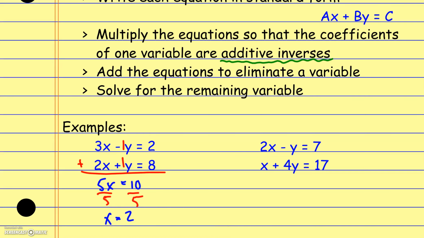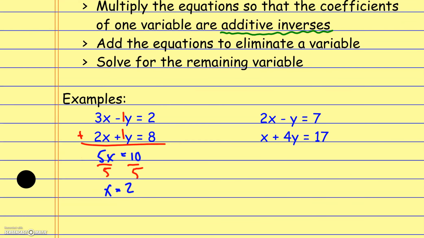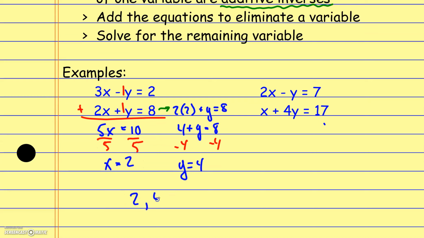So now from here, I just have to plug this thing back into my equation. It doesn't matter which one I plug it into, whichever one looks easiest to you. I'm going to plug it into this second one. So I do 2 times x, which is the 2, plus y equals 8. And now I just have to simplify this and solve. That's going to give me a 4 plus y equals 8. And now from here I have to subtract the 4 from each side. And I find out that y equals 4. So I get this ordered pair. Again, I can express it as an ordered pair, (2, 4). And that's it. All right.